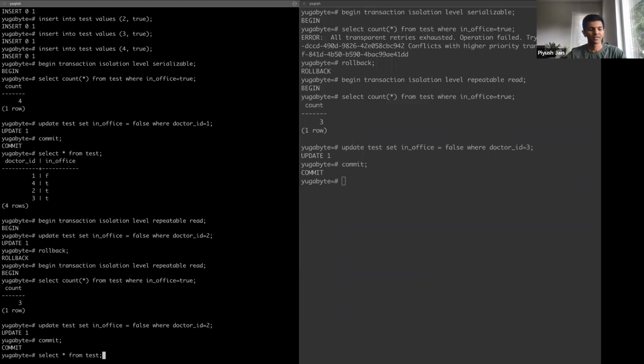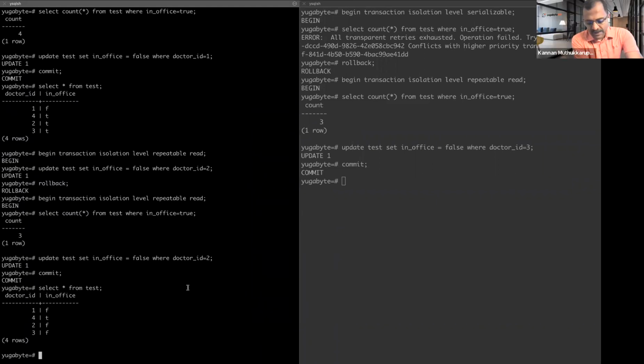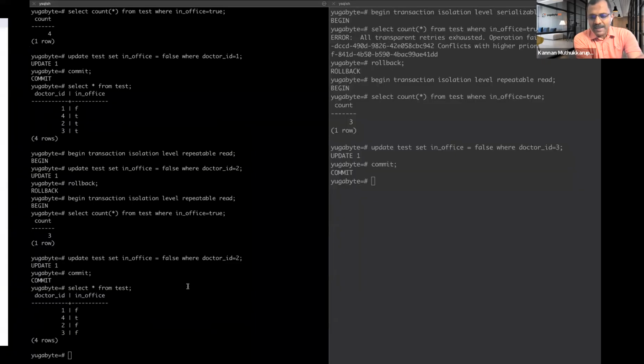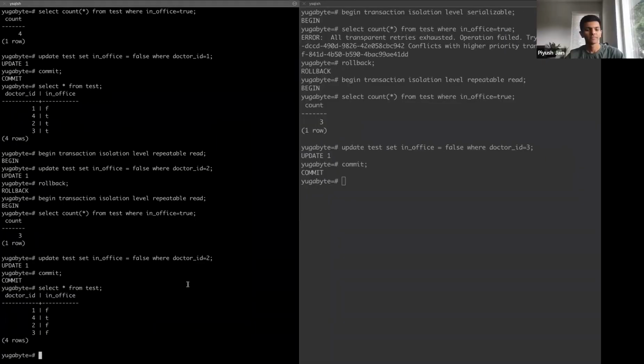I think the point to reemphasize is with repeatable reads, read set and write set conflicts are not detected, right? In this case, the two transactions had different write sets. Their read sets did conflict because they both depended on the fact that the count was 3. But repeatable read doesn't catch conflicts between the read set and write set. You need a write conflict.